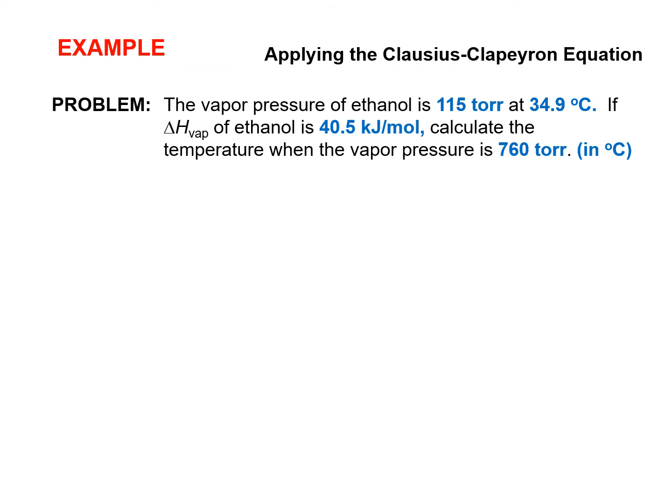So this is an example of a problem. We have the vapor pressure of ethanol at a first value of pressure that's given in torr. Torr is the same as millimeters of mercury, and the temperature is in Celsius. Then we are given the delta H of vaporization, in kilojoules per mole, and we need to calculate the temperature when the vapor pressure reaches 760 torr. That would be 1 atmosphere. So really consider that the equation would be given on the cover of the exam.